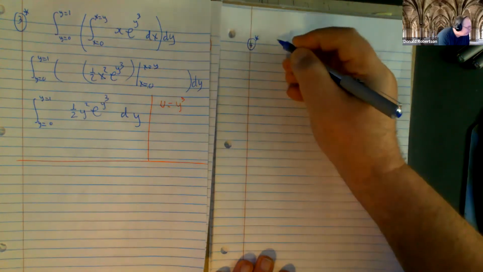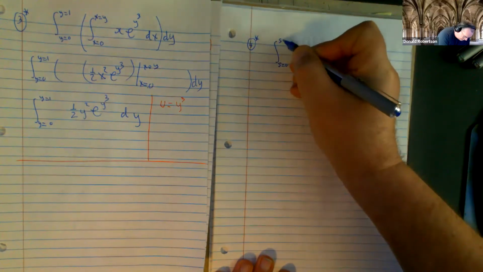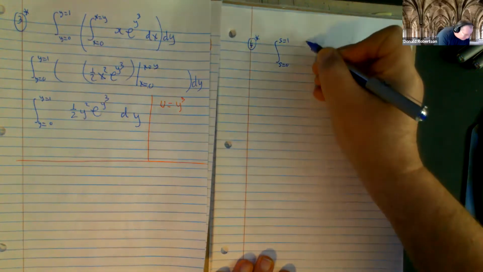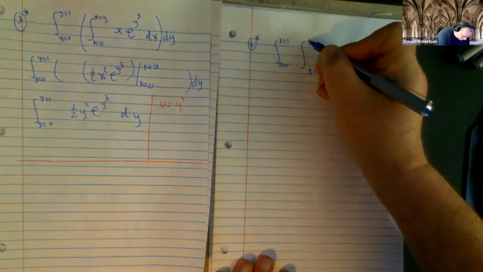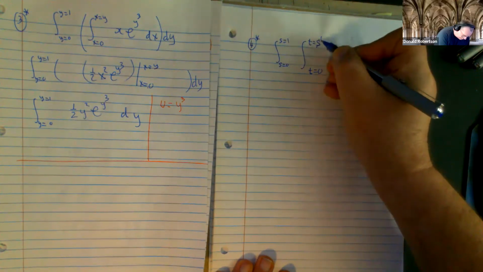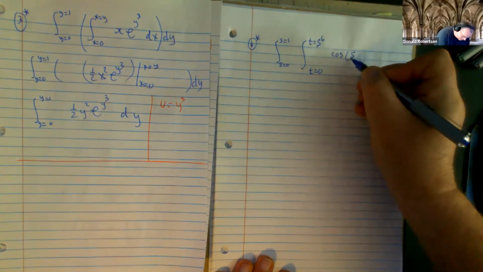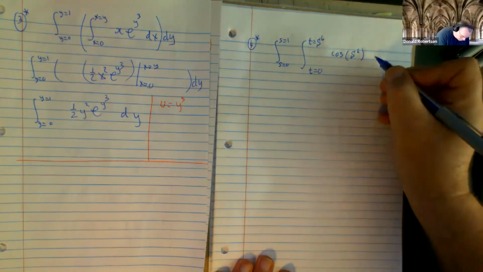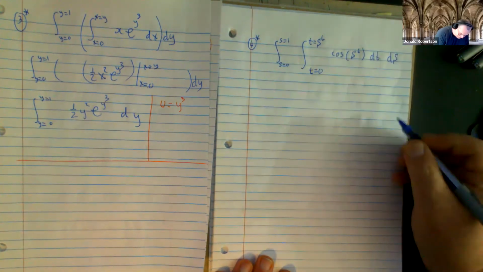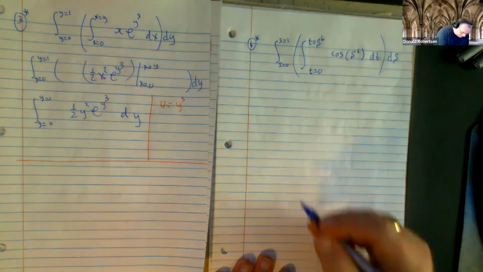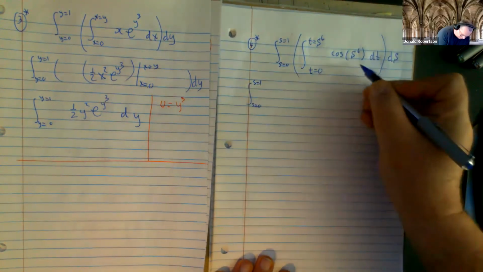Version of question 4. S goes from 0 to 1. T goes from 0 to s to the power of 6. The function is the cosine of s to the power of 6. We're going to do t first and then integrate with respect to s second. So I'm going to do the inside one first.